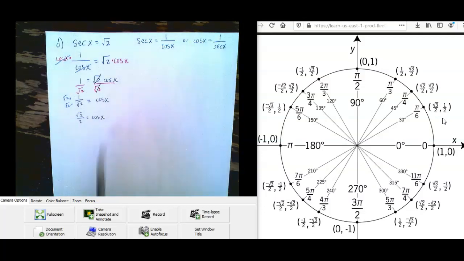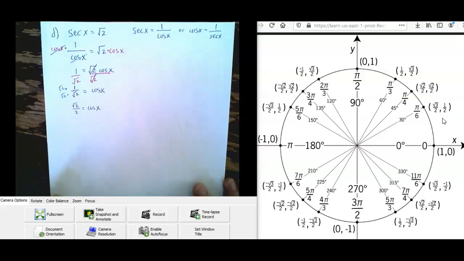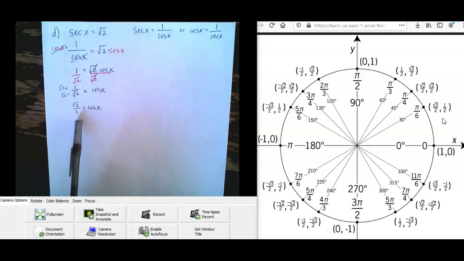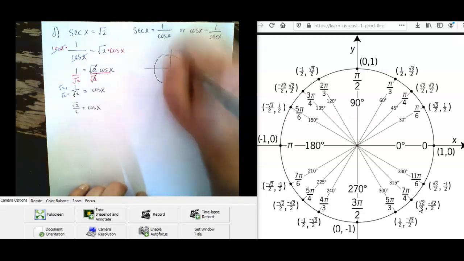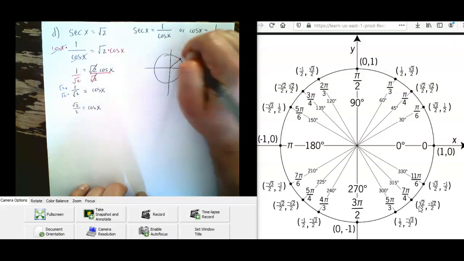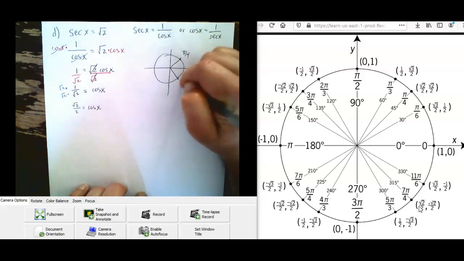So now you can see we have an appropriate form for our trig function. We know there are some angles on the unit circle where cosine is root 2 over 2. So if we look, cosine is root 2 over 2 at pi over 4 and 7 pi over 4, right? So we have our unit circle again. At pi over 4 we have a solution, and at 7 pi over 4 we have a solution.